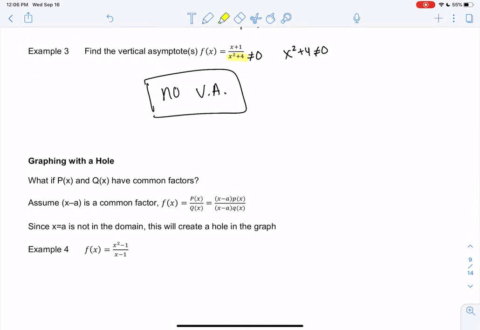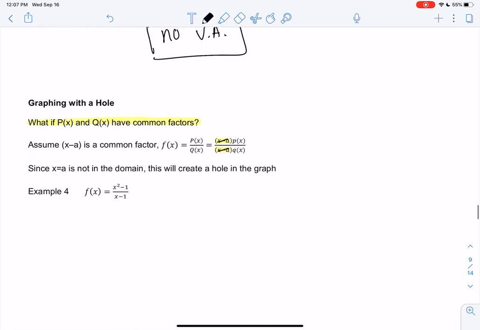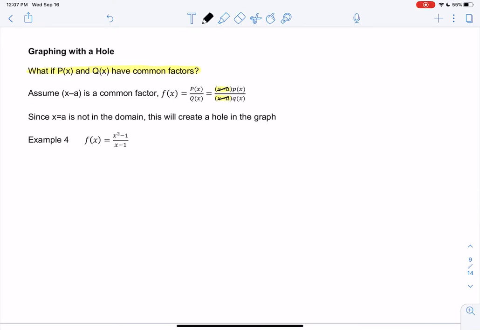So let's talk about what happens if they do have those common factors. If they have common factors, they might have x minus a in common. That's just some factor, so that'll cancel out, which means that actually doesn't create an asymptote, even though x equals a is not in the domain. Instead, it creates a hole. So let's look at an example to make sense. x plus 1, x minus 1 would be the same as x squared minus 1, and then we get x minus 1. So x minus 1 cancels out. x equals 1 is still not in the domain, but it's not a vertical asymptote.